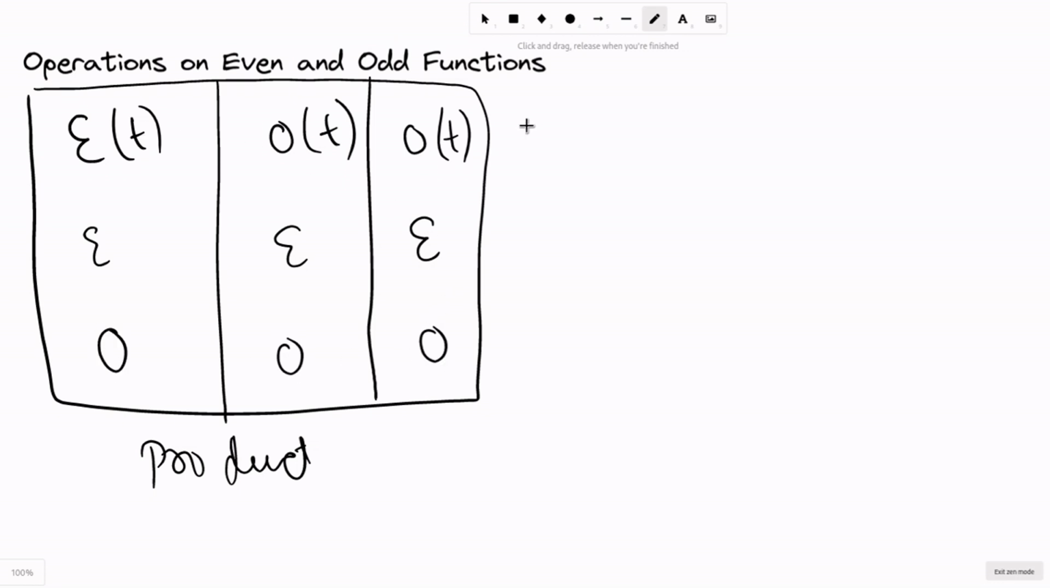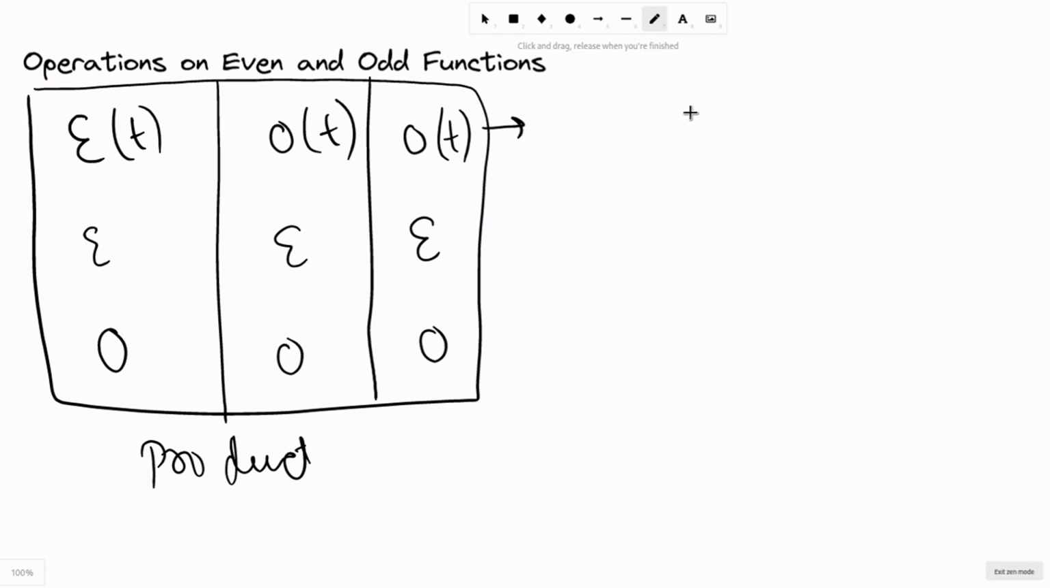Now, what this means is that if you multiply sin x and cos x, then you get an odd function. And here, if you multiply something like cos x and x squared, then you get an even function. If you multiply odd and odd, then you get an odd function.